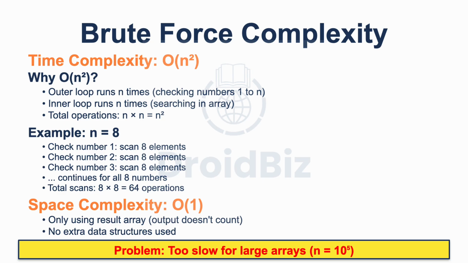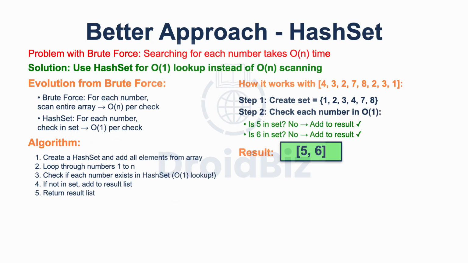Now for space complexity, it's big O of 1. We're only using the result array, and output doesn't count towards space complexity. We don't use any extra data structures. Here's the problem. This approach is too slow for large arrays. When n equals 10 to the power of 5, which is the maximum constraint, the brute force approach becomes inefficient. We need better solutions. Let's explore the better approach using a hash set.